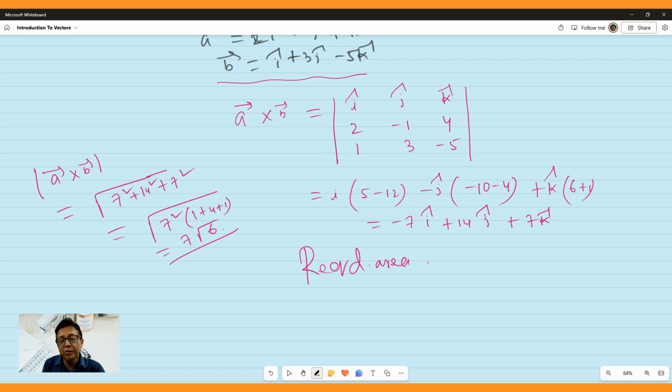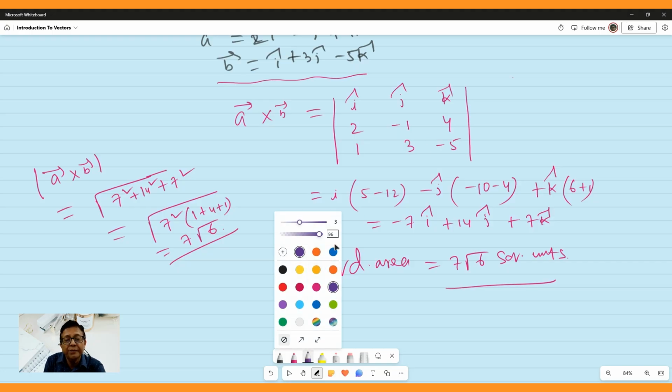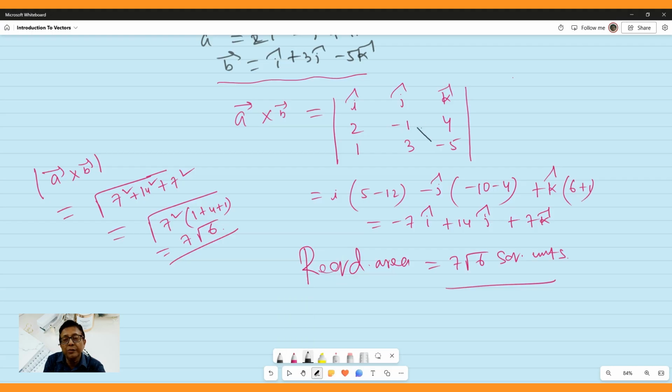Required area equal to 7 root 6 square unit. Here, just find the result and remember this concept always, that downward arrow will be positive, upward arrow negative. I have done that concept. Simple.